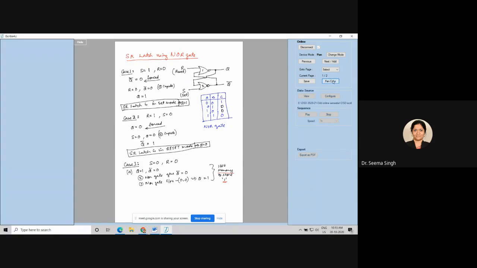Now let us see the other case. The other case we have to see under case 3 only, and the other case says that Q is equal to 0 and Q bar is equal to 1. Now what will happen? Which gate's working should I see first?